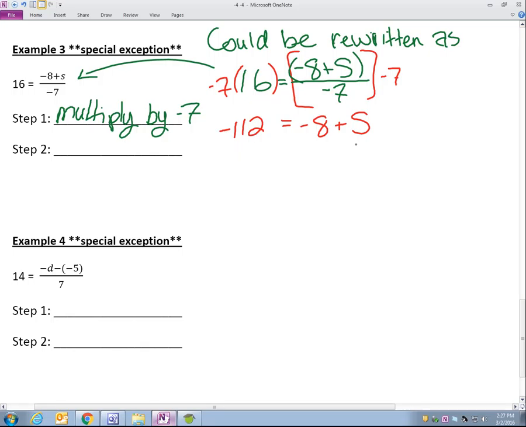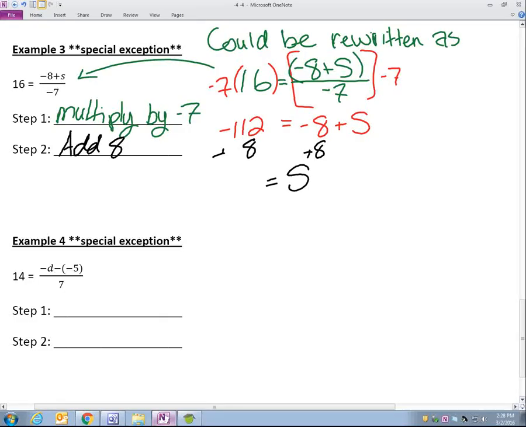Addition, yes, because you see this -8 here. That's the same thing as -8, isn't it? It's the same thing as -8. So I'm going to add 8 to both sides. Plus 8, plus 8. Here's integers again.